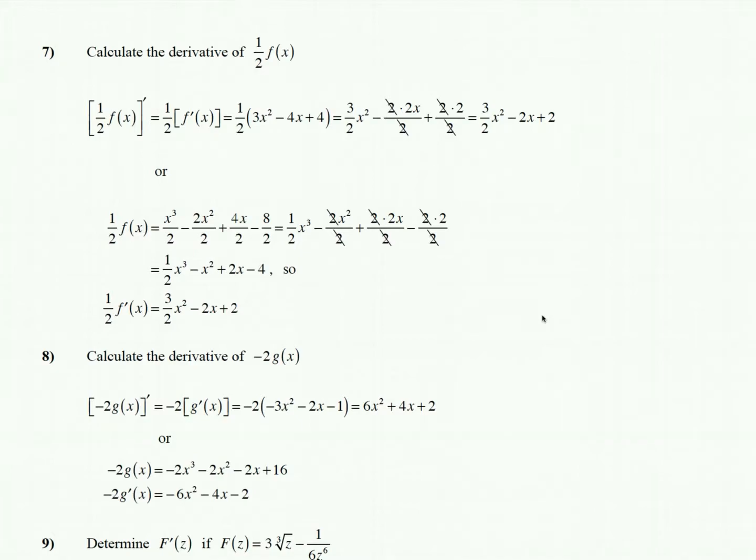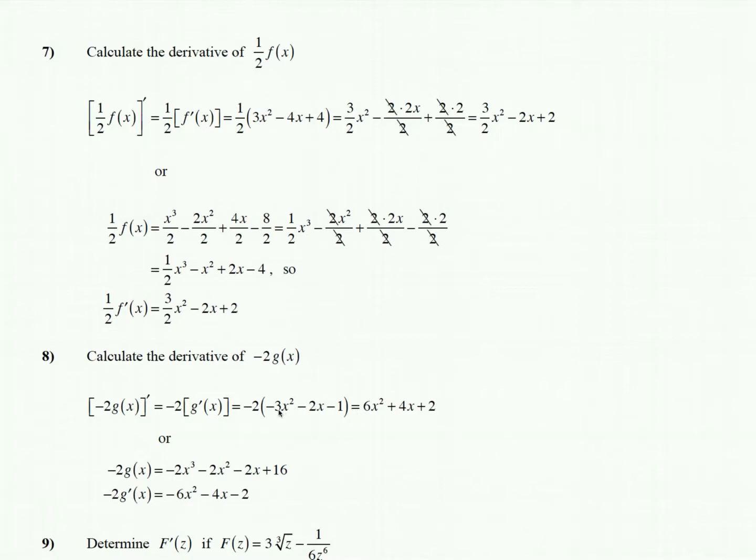And the derivative of negative 2 times g of x uses either of the same approaches. So here I factored the negative 2 out, and then I put the derivative for g of x, which was g prime of x, which was negative 3x squared minus 2x minus 1. And when you multiply the negative 2 times that, it just doubles all these coefficients and changes the sign.